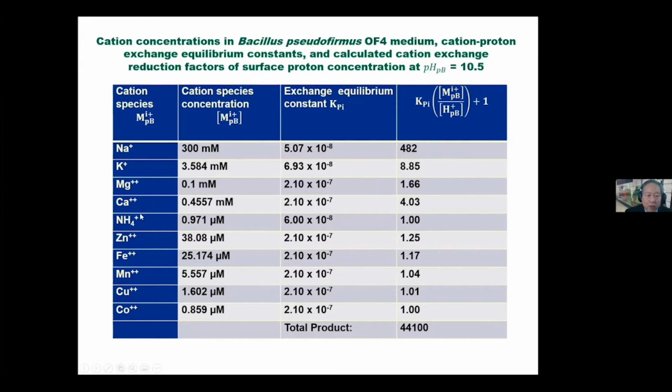Okay, so now in the culture medium, all the non-proton cation concentrations, like sodium at 300 millimolar in the culture medium, are known. So those are experimental, okay? These are real facts, no theory, okay? Sodium, potassium, magnesium, all the concentrations are known. So we use the real experimental data for this culture experiment.